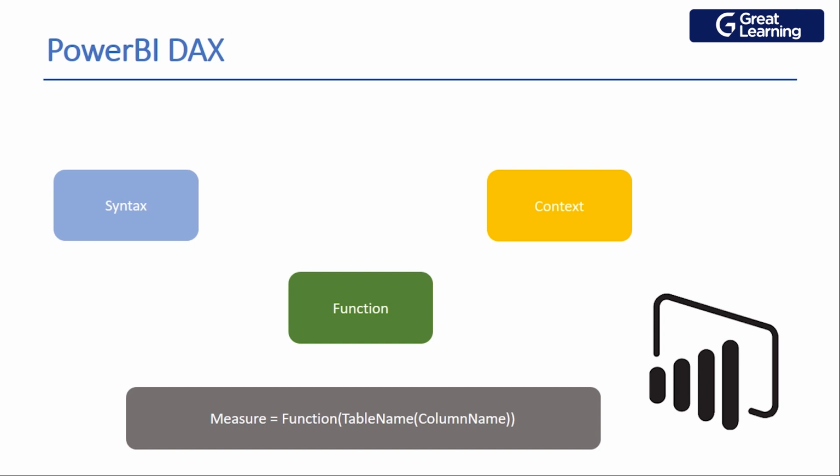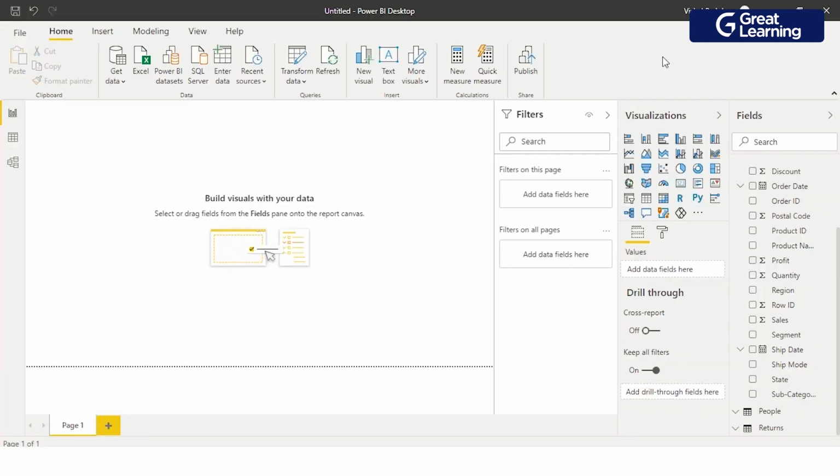So basically you have two contexts here, that is your filter context and your row context. Similarly, you have functions and syntax in Power BI DAX. Let us now go ahead and move into the Power BI console and try and understand how DAX functions can be created or how they work. We would be creating quite a lot of visualizations, but that is for the later bit. For now, let's try and understand how Power BI DAX works and what all you can do with it.